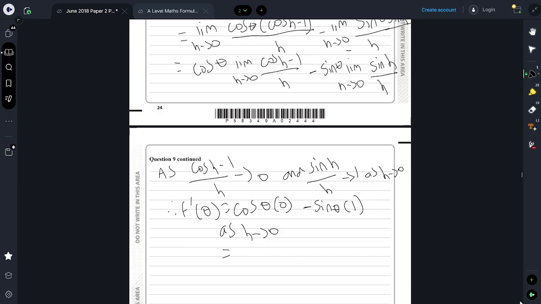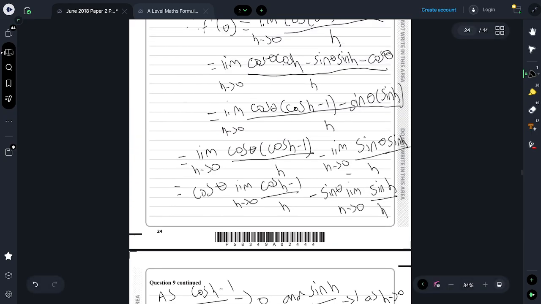Now, we can just bring this up. So cos theta times 0 is 0, minus sine theta times 1 is simply minus sine theta. Therefore, that's our answer. So the derivative of cos theta is minus sine theta, and that's a standard proof you need to know. Okay.